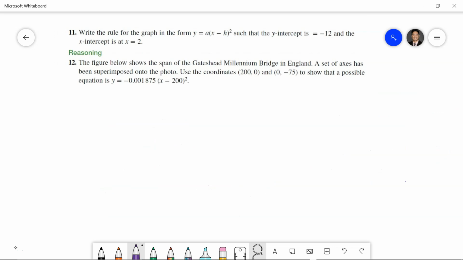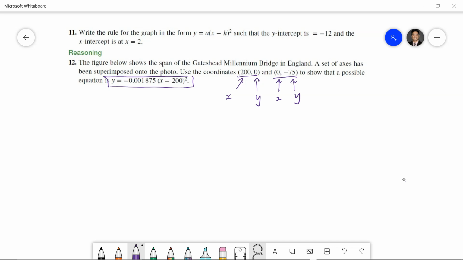Okay, so just to finish off with question 12, we've got a bridge and there's a set of axes being superimposed, a lot of words here, but we've got two sets of coordinates to show that the possible equation is this written here. Okay, so with our first coordinates, we have x and we have y. Again, we have x and we have y.